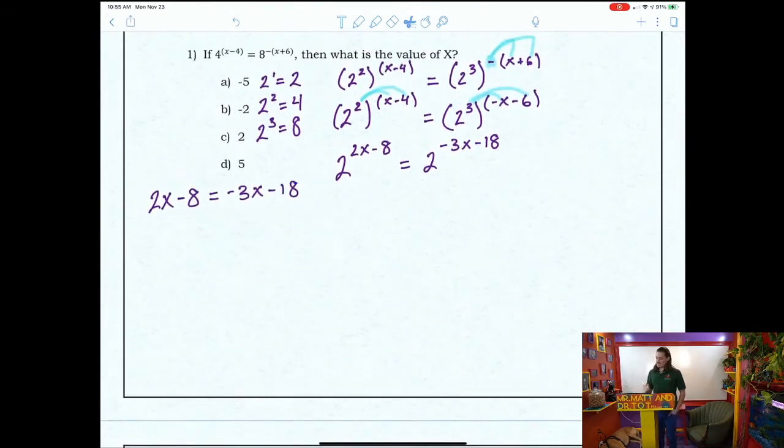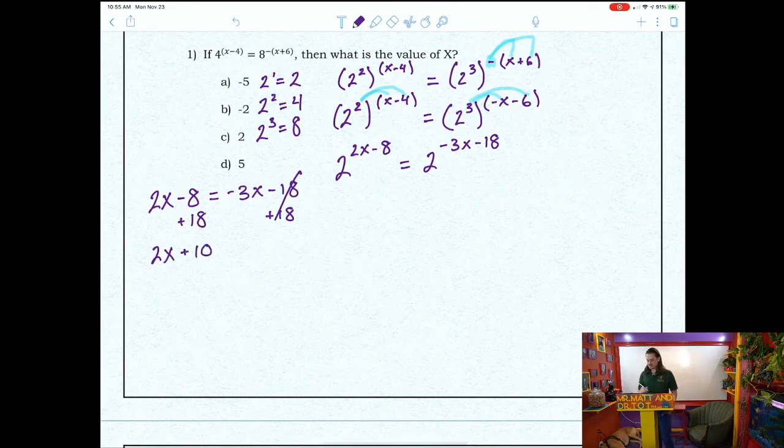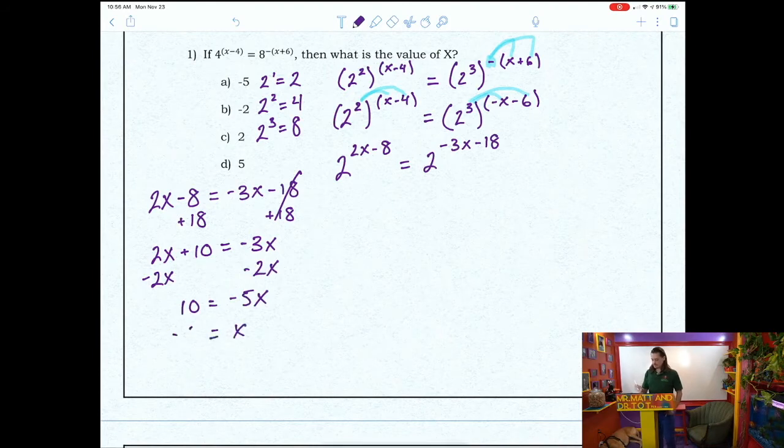So I'm going to add 18 to both sides. That'll simplify on the right. So then I'm going to have 2x plus 10 is equal to negative 3x. I'm going to subtract away 2x on both sides. So then 10 is going to be equal to negative 5x. Dividing by negative 5, x is equal to negative 2. And that's answer selection B.